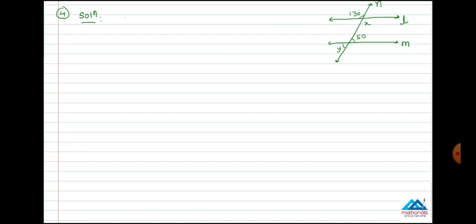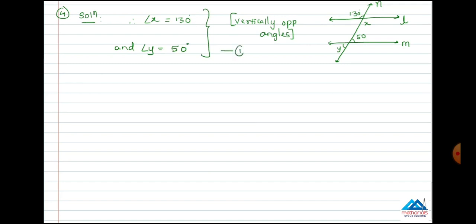We want to find angle X and angle Y, and we can prove also line L is parallel to line M. So student, here you can see 130 and X degree are vertically opposite to each other, and Y degree and 50 degree are also vertically opposite to each other. So vertically opposite angles are equal to each other. So we will get angle X equals 130. Reason: vertically opposite angles. Similarly, we can get angle Y equals 50 degree. Reason: vertically opposite angles. So here we have found angle X and angle Y by using the vertically opposite angles. We will put it as 1.